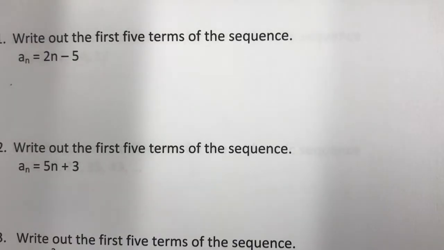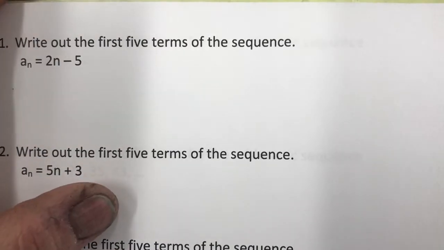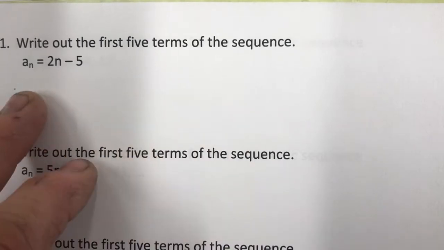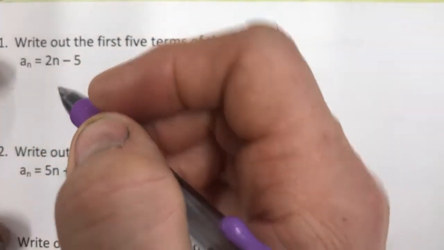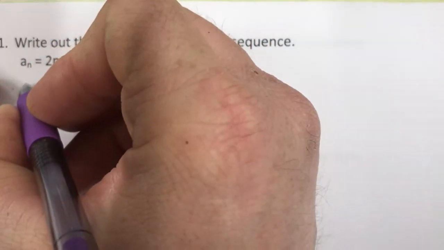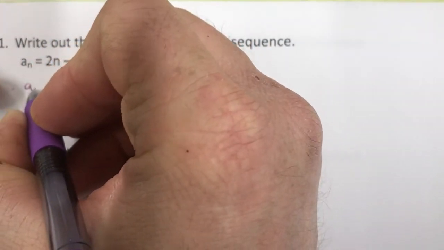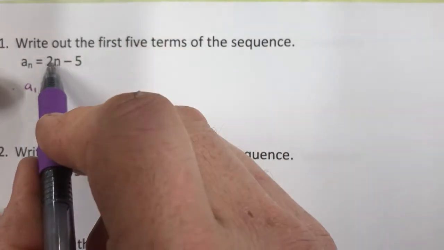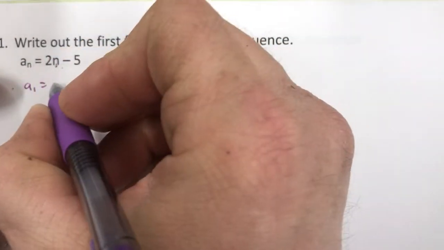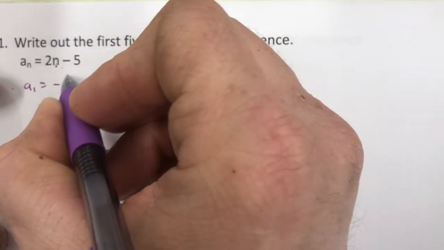So look at this first one here. Number 1. Write out the first 5 terms of this sequence. Okay? A sub n equals 2n minus 5. So what I'll do here is, the first term, A sub 1, I just put 1 in for n. So 2 times 1 is 2. Minus 5 is negative 3.